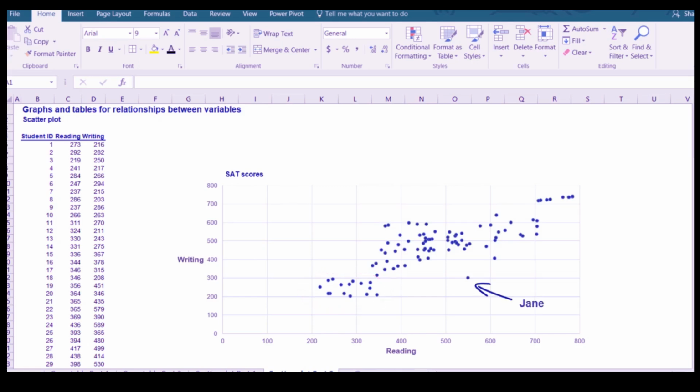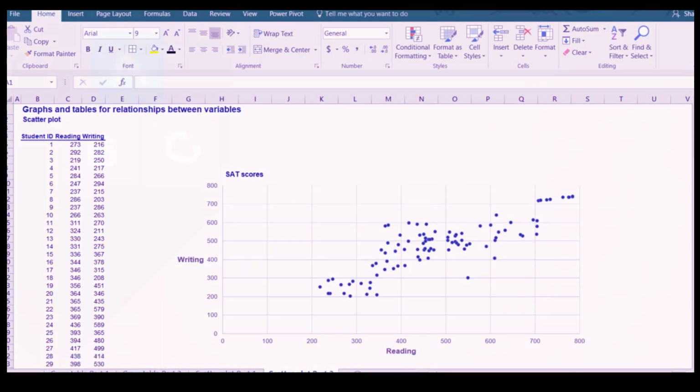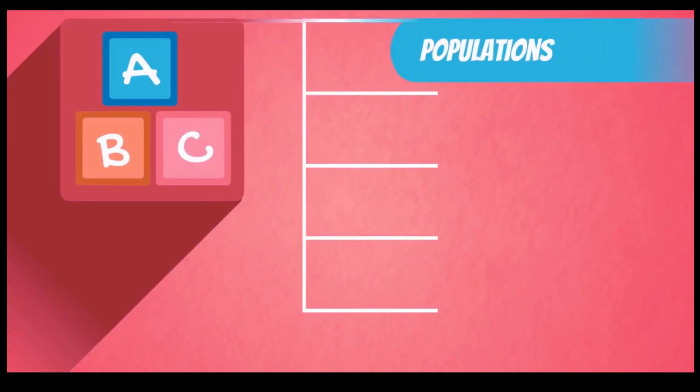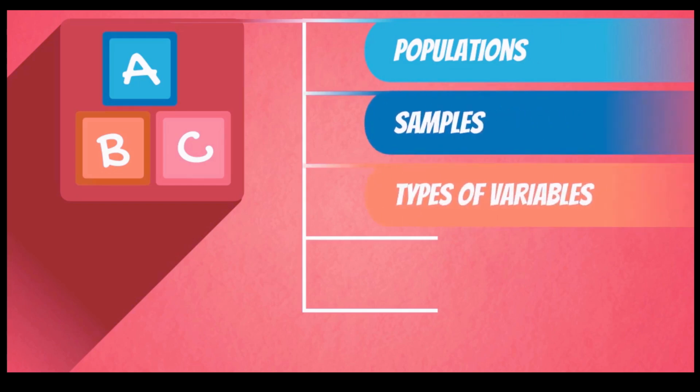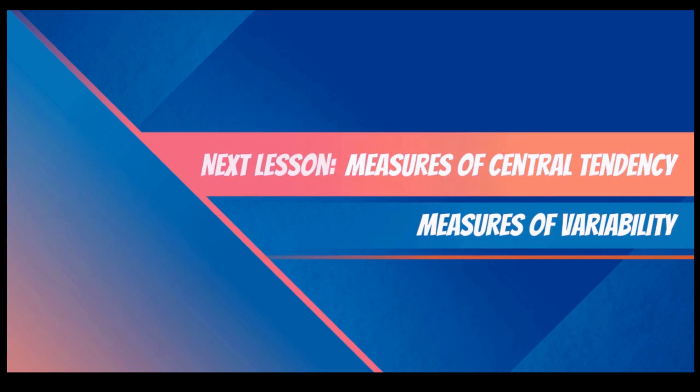Finally, we have Jane from a minute ago. She is far away from every other observation as she scored above average on reading, but poorly on writing. This observation is called an outlier, as it goes against the logic of the whole dataset. We will learn more about outliers and how to treat them in our analysis later on in this course. So, we have gone through the basics. We have covered populations, samples, types of variables, graphs, and tables. And it is time for us to dive into the heart of descriptive statistics, measurements of central tendency and variability.